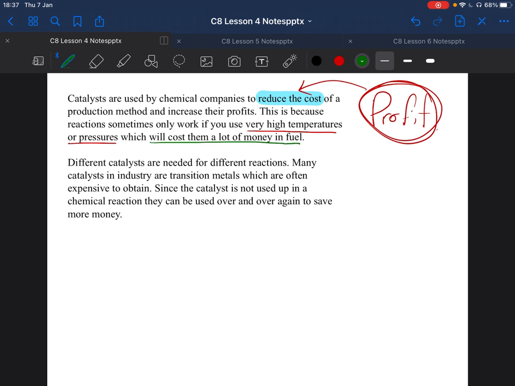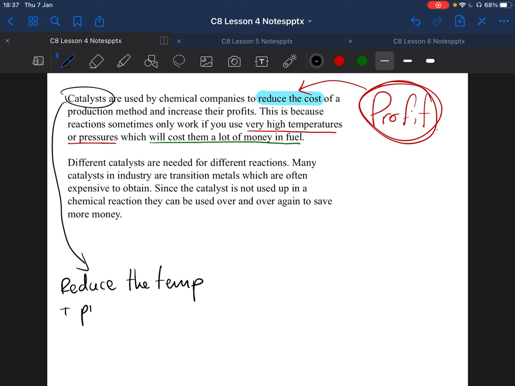If you use a catalyst, however, what we end up with is we can reduce the temperature and pressure that you would have to put that reaction under. If you reduce the temperature and pressure, you reduce the energy requirements.